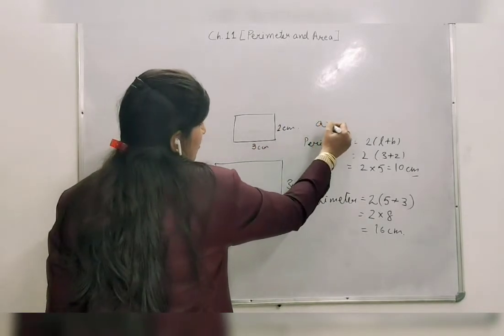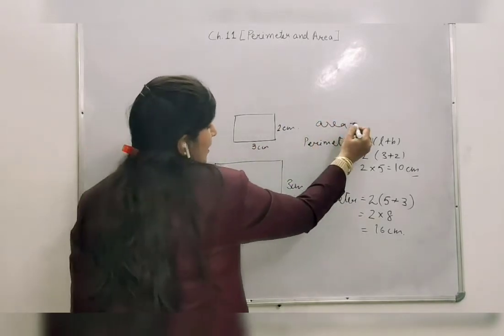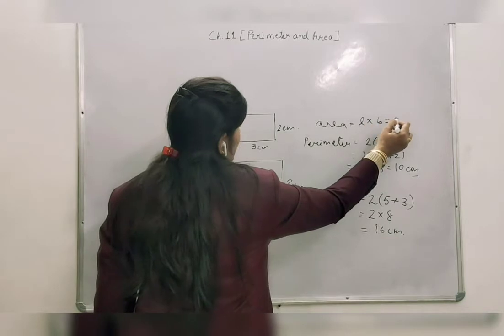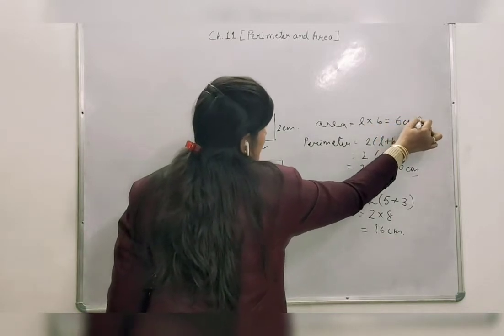If you want to find out the area, you can see. Area is length into breadth. 2 threes are 6 centimeter square.